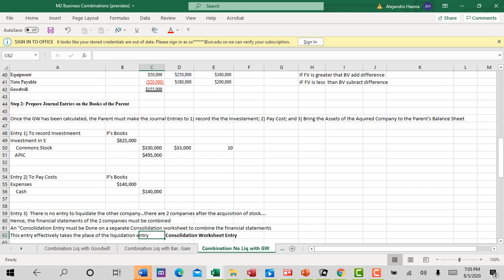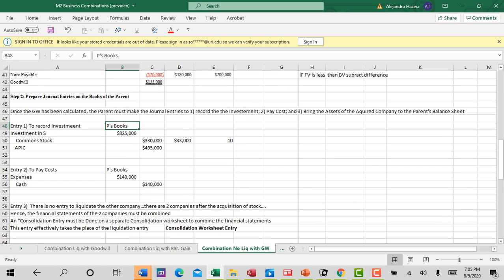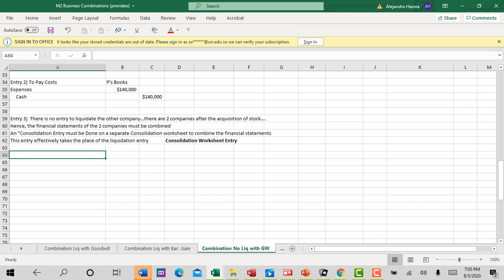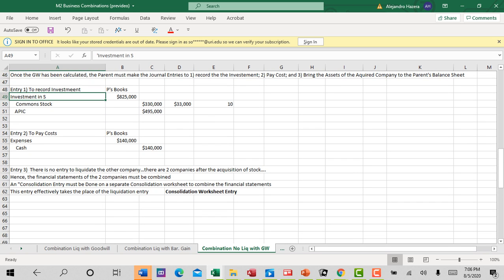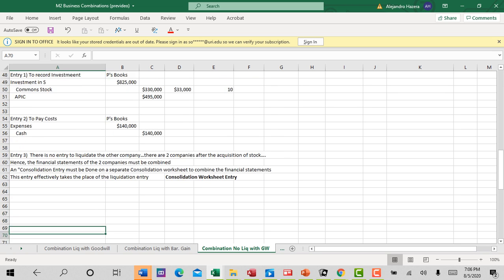They have to record the investment in stock. They bought stock. That's the first thing they do, the purchase of stock, and it's $825,000 for the stock. They have to record their expenses. Now, what P cannot do is liquidate the other company. So P cannot record a liquidation entry on its own books. So we're going to record the two entries that P actually does make, the investment and the expense entry. And then we're going to have to do something called a consolidation.